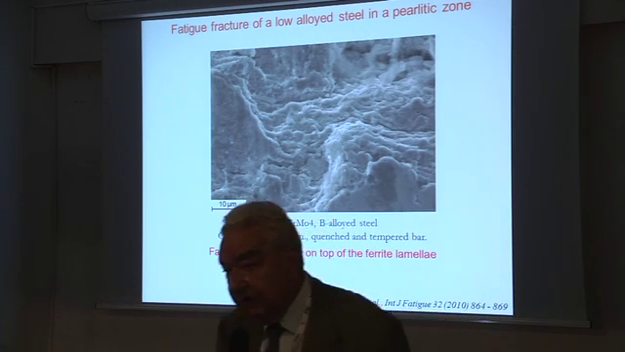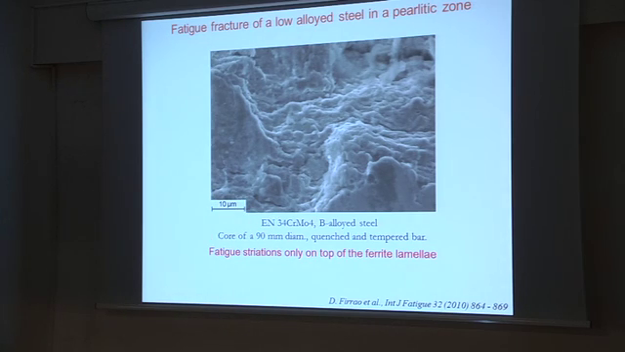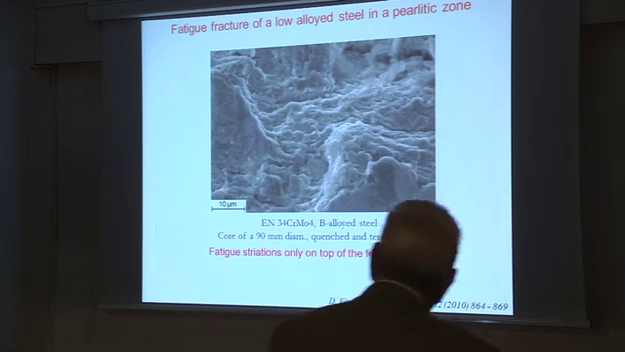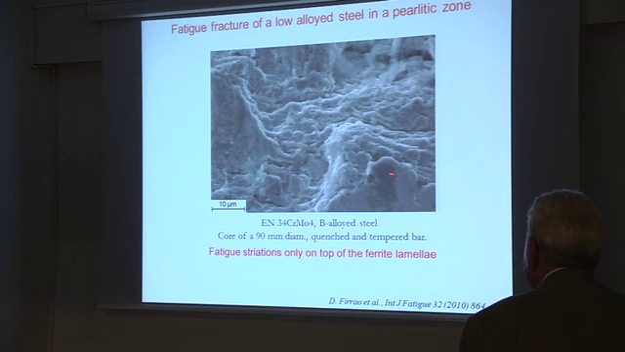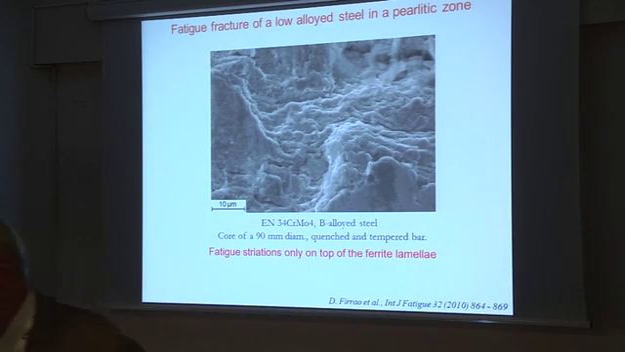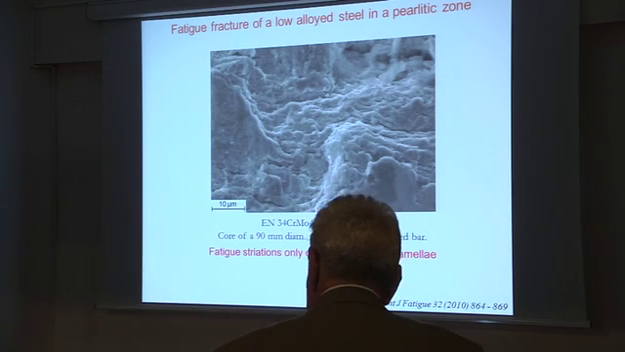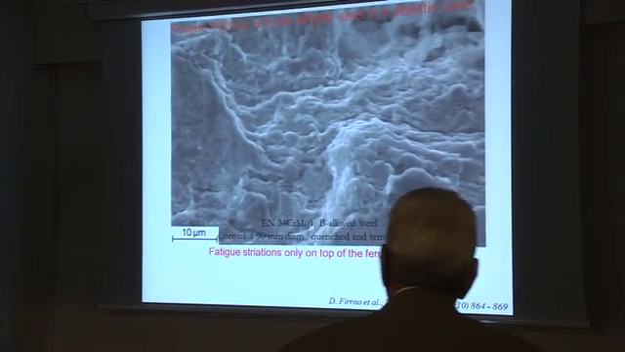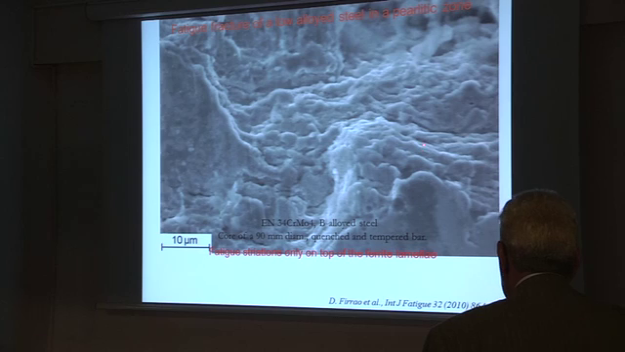Okay, this is a fatigue fracture of a perlite colony. Perlite colony is comprised by ferrite and cementite lamella. And what you see here is just the set of ferrite lamella that have been overcome by the fatigue process. So these are not striations. You see striation only on top of the various ferrite lamelle. You see some over here, you see some over here.